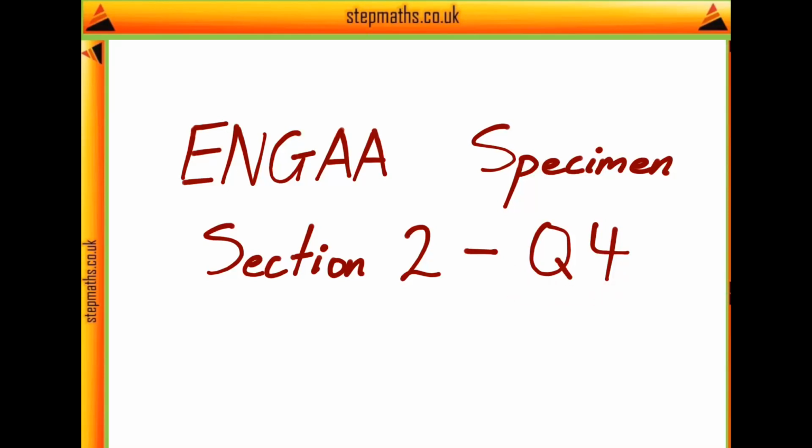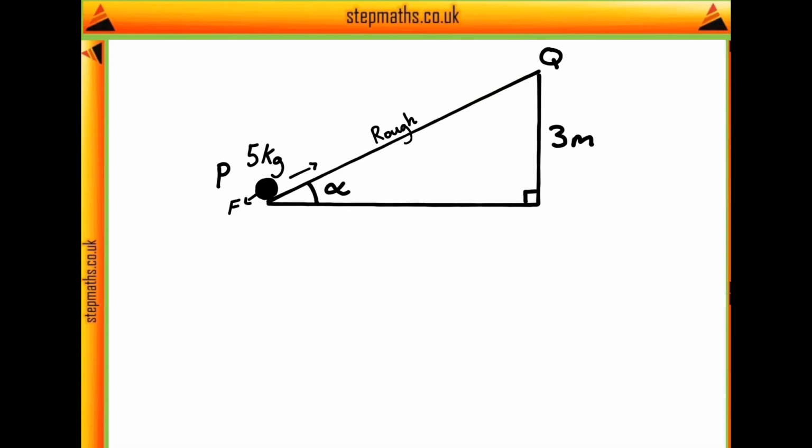Here we're going to look at question 4 from section 2 of the ENGAA specimen paper. In this question, we're told that we have a mass of 5 kilograms, which is being pushed up a rough slope, a height of 3 meters. We're told that the frictional force acts against this mass, which we labelled here as F, and that the slope is angled at an incline, or an angle of alpha, with tan alpha being equal to 3/4.